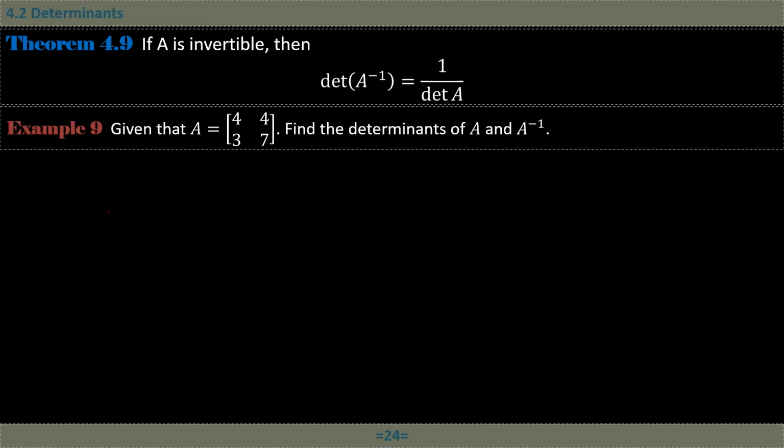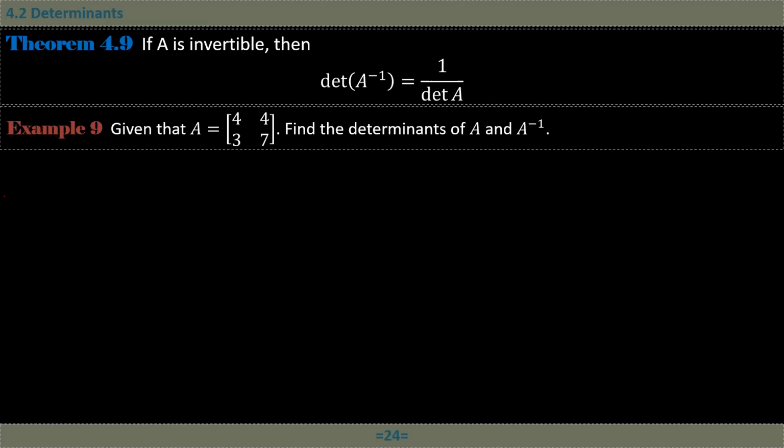So we will continue our video lessons. We were talking about determinants. In the previous video, we learned some properties of determinants, and also we saw some theorems. Here we have another small theorem, Theorem 4.9. It says that if A is invertible, then the determinant of A inverse equals 1 over the determinant of A.